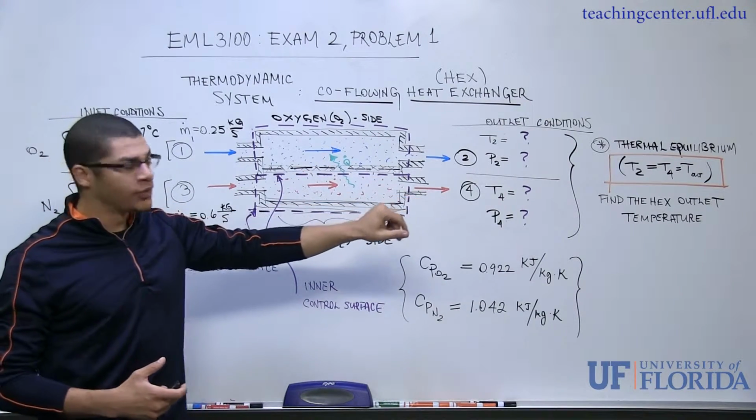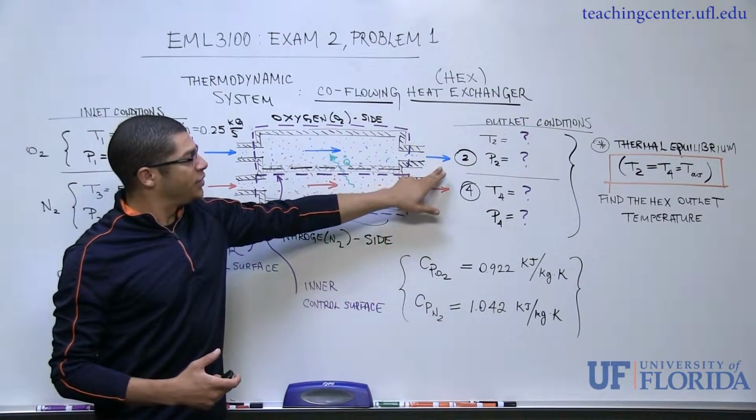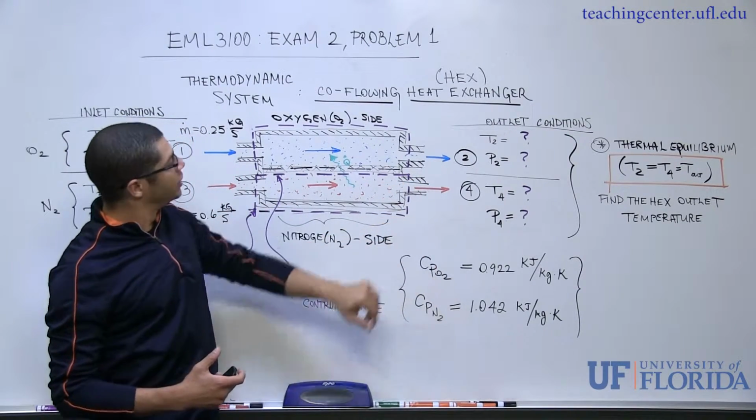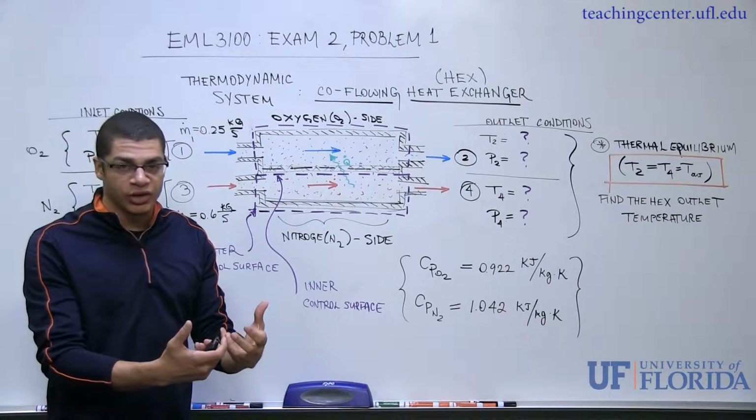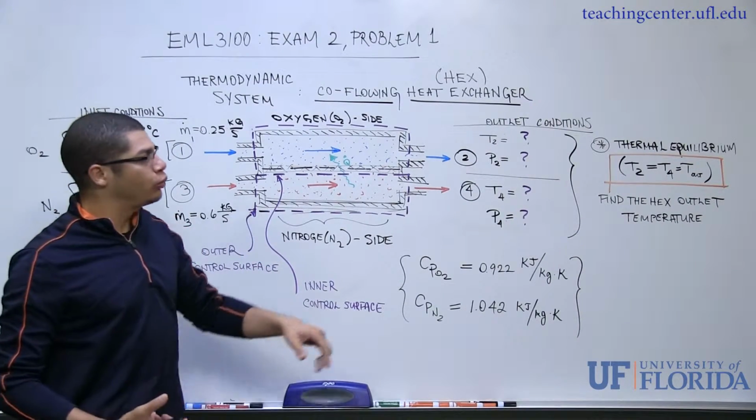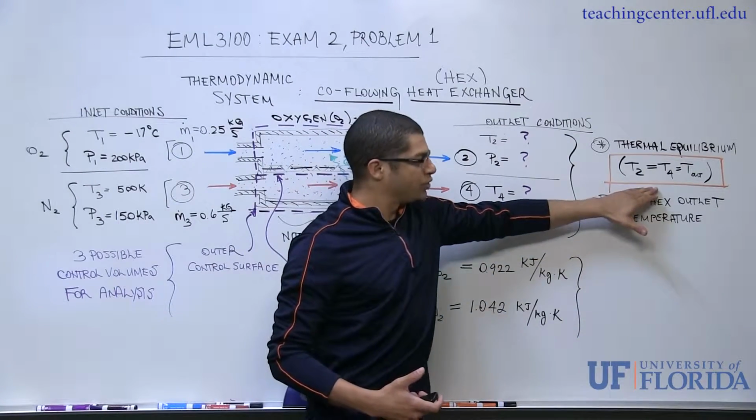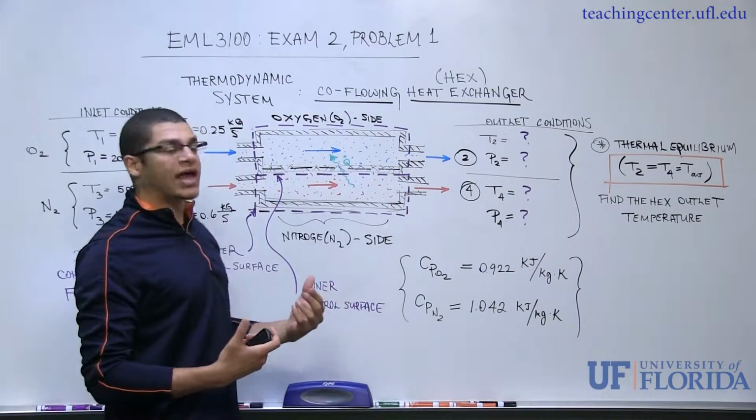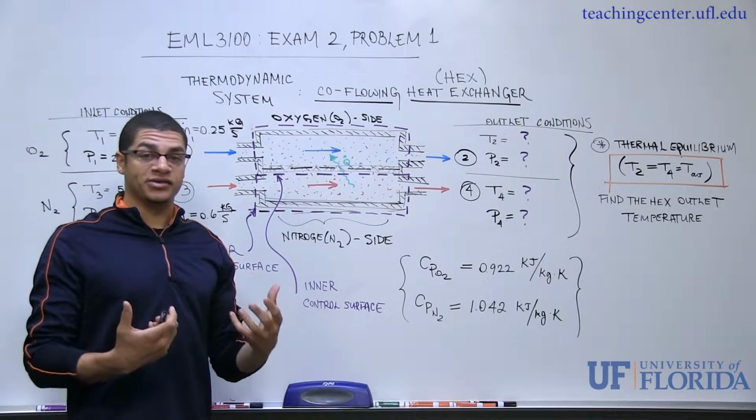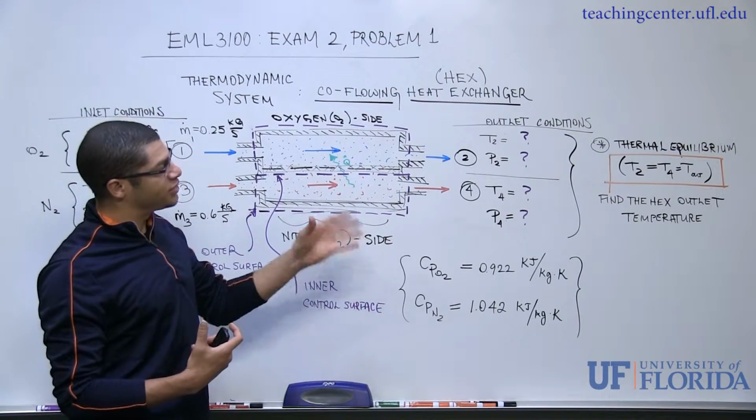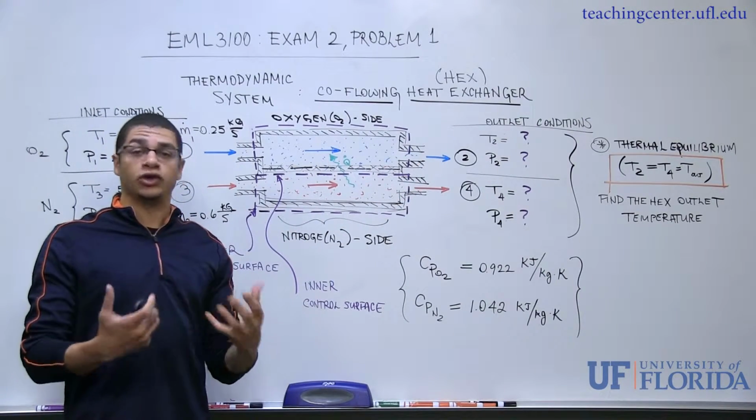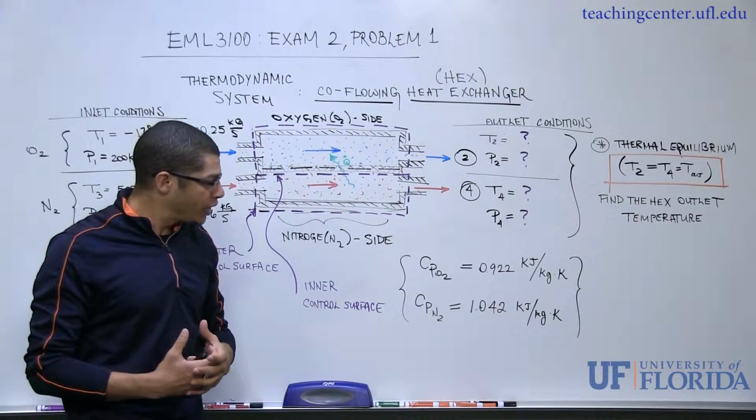We can assume that T2, the outlet temperature of the oxygen system, and T4, the outlet temperature of the nitrogen system, are equivalent to each other. They've reached thermal equilibrium, and we can combine those into one variable, which I've boxed over here, this statement, and I've called it T out. And this is ultimately what the problem is asking us to find. So our analysis needs to lead us in a direction where we can isolate this variable and calculate it in terms of other given information.